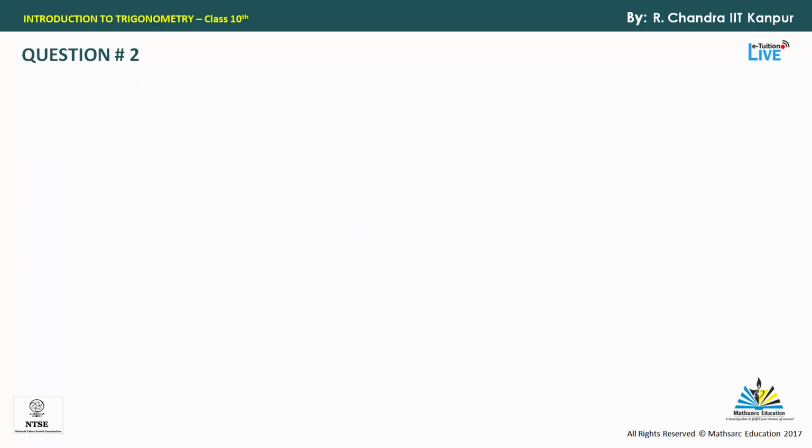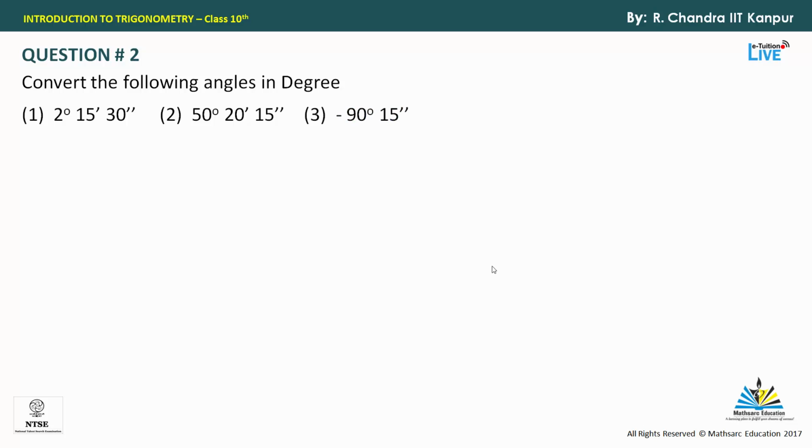Let's move on to another question. Question number 2, that is conversion of angles into degrees. The angles are given in the degree, minute, second system and we need to calculate them in degrees. So for this, how do we convert them into degrees? Let's have a solution for question number 2. You can calculate the first and third on your own.